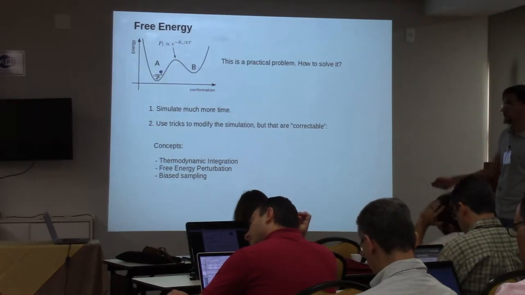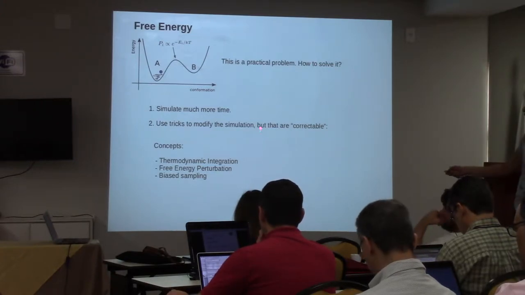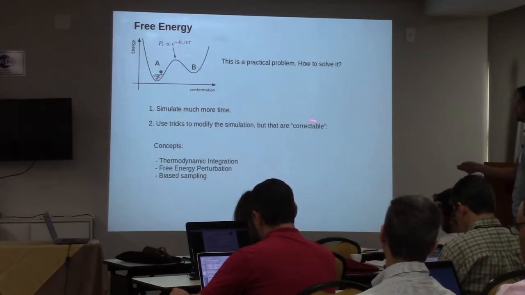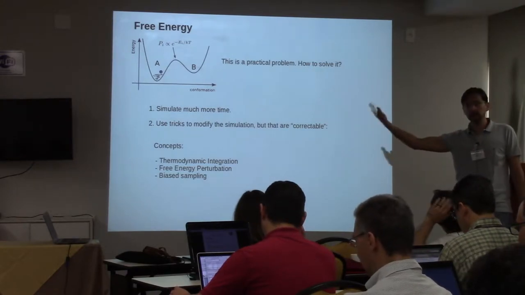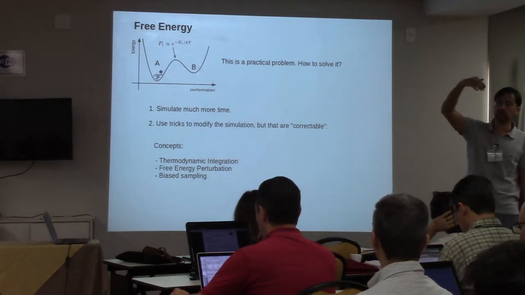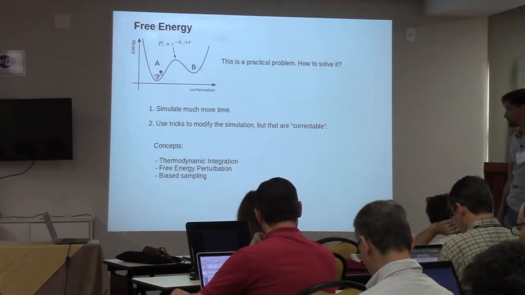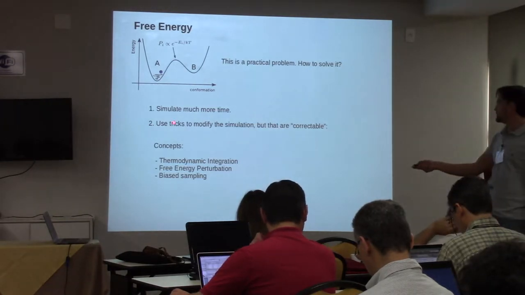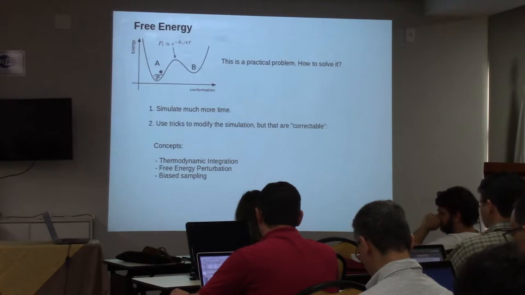What do we do? We use tricks to modify the simulations. We are not going to run a conventional simulation, because a conventional simulation is almost never enough to solve this problem. But these tricks must be correctable, in the sense that we have to know how to compute from the modified simulation, correcting for these modifications, the relative probabilities of the states in the conventional simulation. I mean, we have to be able to correct the tricks we have introduced in such a way as to obtain the properties of the original system.